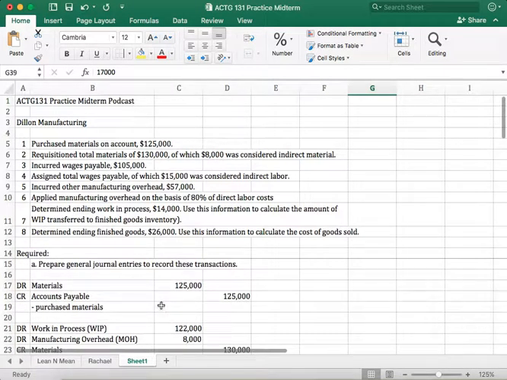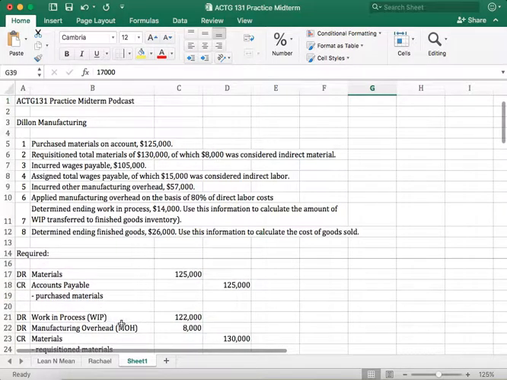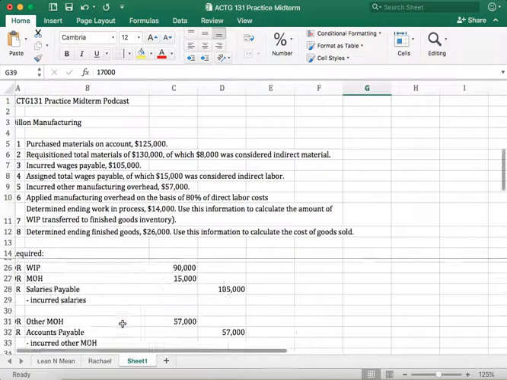Now we just need to add the other items that are journal entries put into or recorded into work in process.